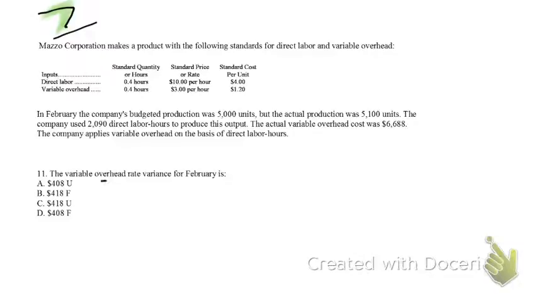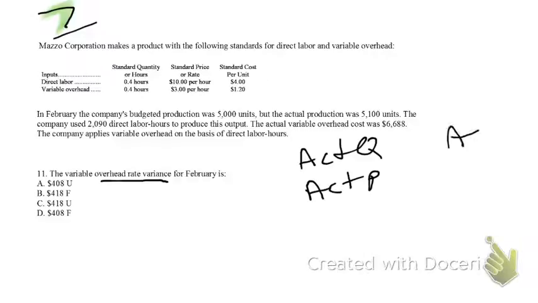And here I'm looking for an overhead rate variance. So I'm going to be measuring the actual quantity, actual price, looking for the right-hand side here, and comparing that to the actual quantity and the standard price. So I'm looking for a rate variance, and this is for overhead.